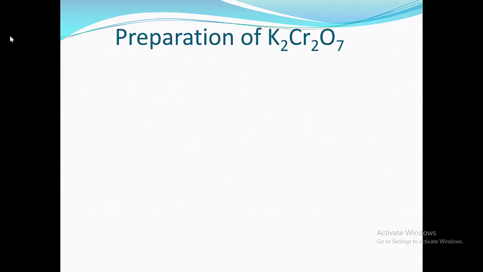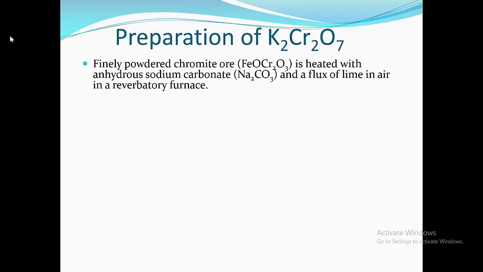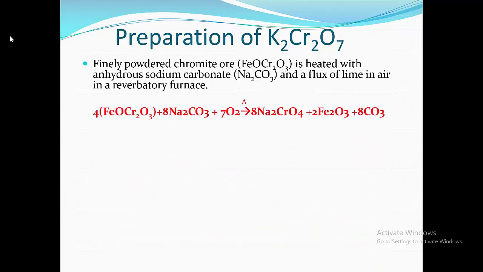Now we are going to start preparation of potassium dichromate, that is K2Cr2O7. The ore used is chromite ore. Formula of chromite ore is FeO.Cr2O3. When finely powdered chromite ore is heated with anhydrous sodium carbonate, that is Na2CO3, and a flux of lime in air in a reverberatory furnace, the following reaction takes place.